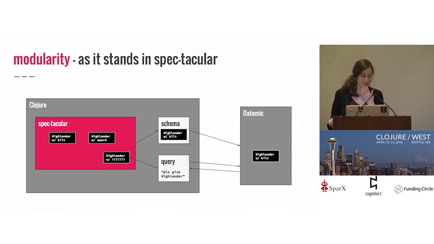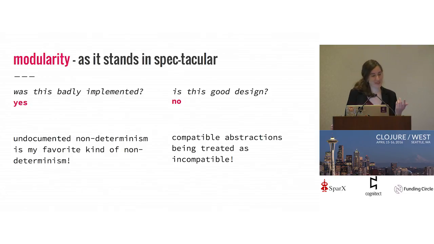But as soon as you try to query Datomic and just say, please give me a Highlander, you'll get something back that spec-tacular doesn't know how to deal with, because it actually doesn't know which one ended up winning. Which is a problem. Was this badly implemented? Yeah. Undocumented non-determinism is my favorite kind of non-determinism.